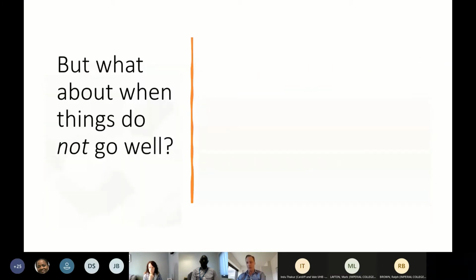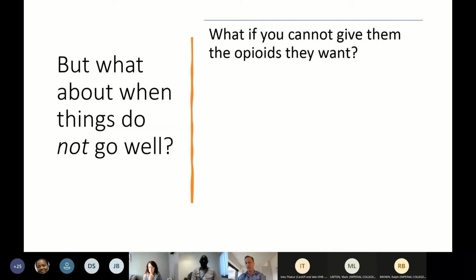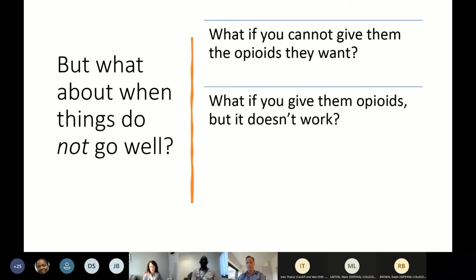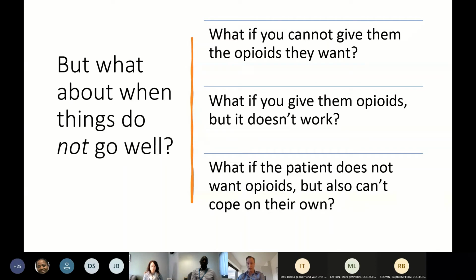But what about when things don't go well, right? There's many ways that this can go not well. So what if you can't give them what they want, right? What if they've attended too many times? What if they don't have evidence of acute sickling, but they're still in pain? What if you give them opioids, but it doesn't work? If people have been taking that level of opioids at home, they get used to it. And so they stop getting pain relief, even though you're giving them pain relief. What if, for example, a patient who's been through a pain management program like what Rebecca's going to talk about next, what if they've cut down their opioids and they're saying, look, I don't want you to give me opioids, but I can't cope with this pain on my own? What do you do then?